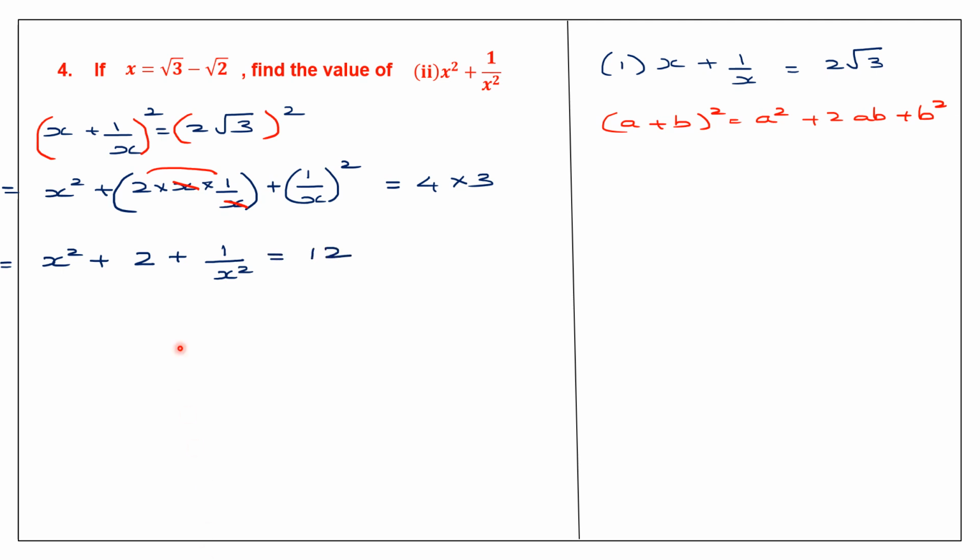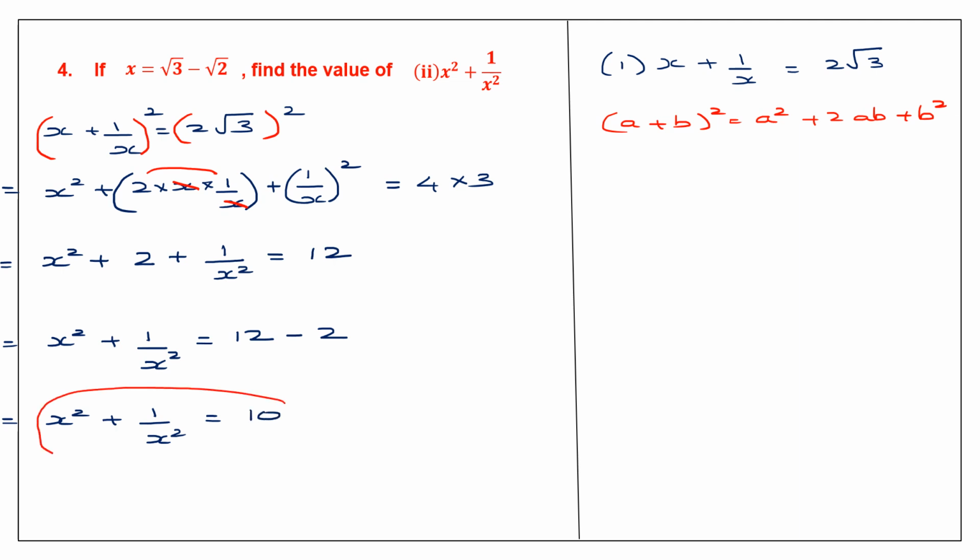Now we need to find the value of x square plus 1 by x square. So this plus 2, we can take it to the other side. So what do we have? x square plus 1 by x square on the left hand side. On the right, we already have 12. We move this 2, we transpose it, so it becomes minus 2. So this is x square plus 1 by x square, and that is equal to 12 minus 2, which is 10. So we have found our answer. The answer to x square plus 1 by x square is 10.